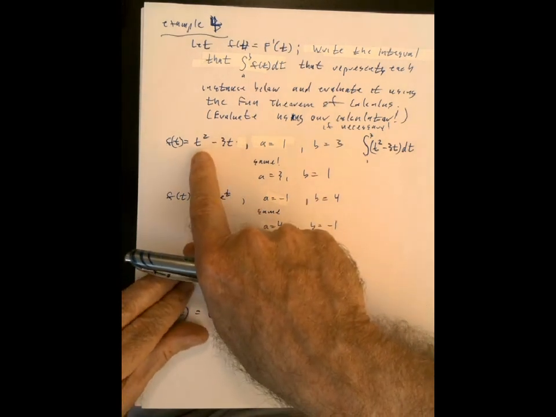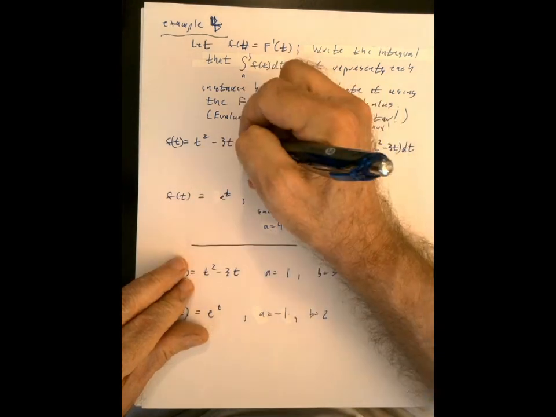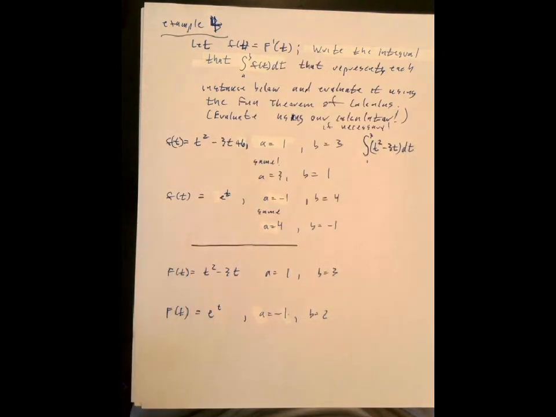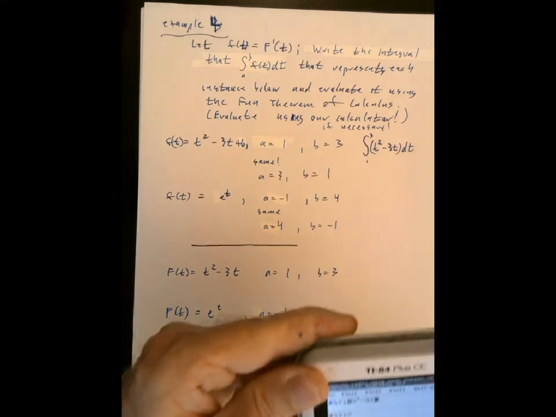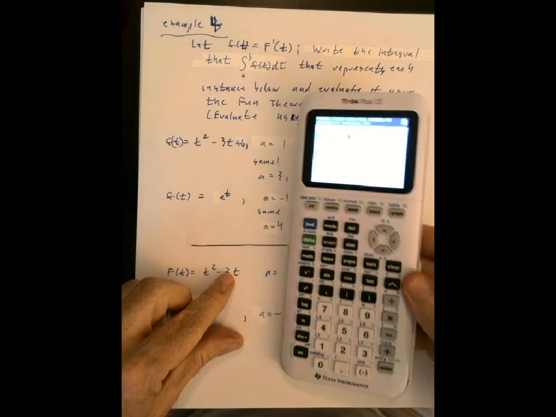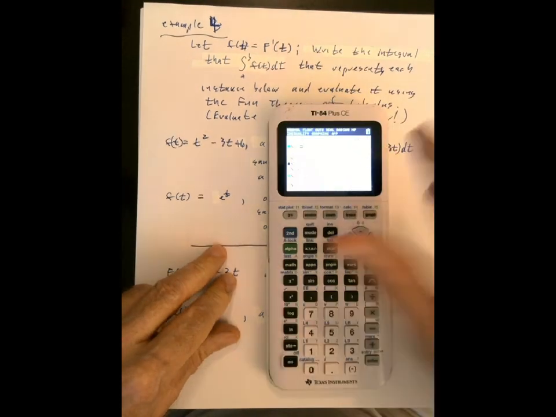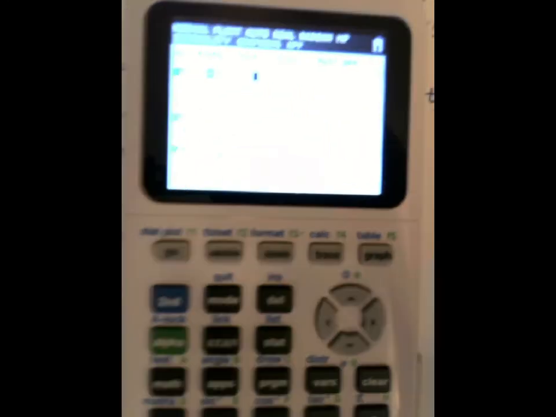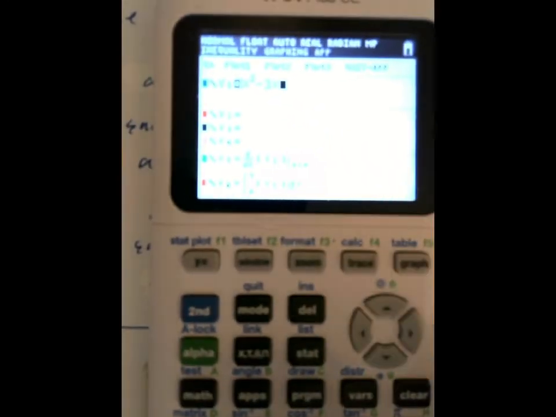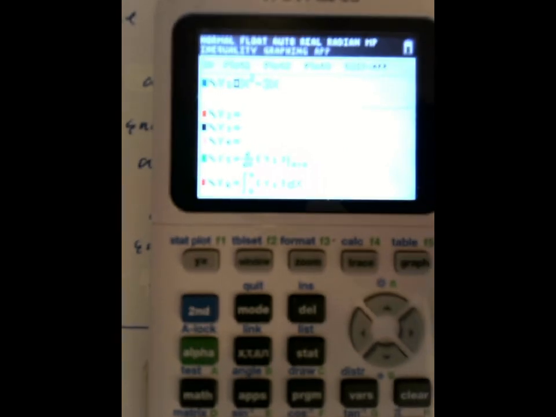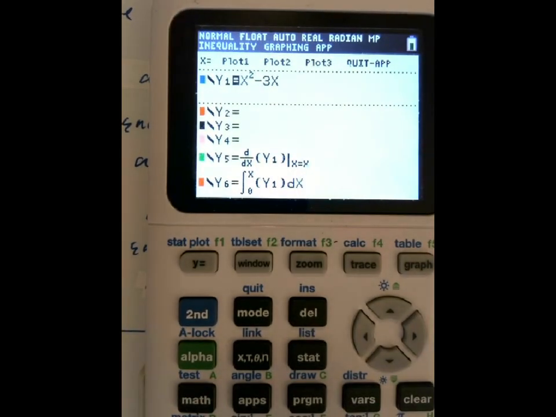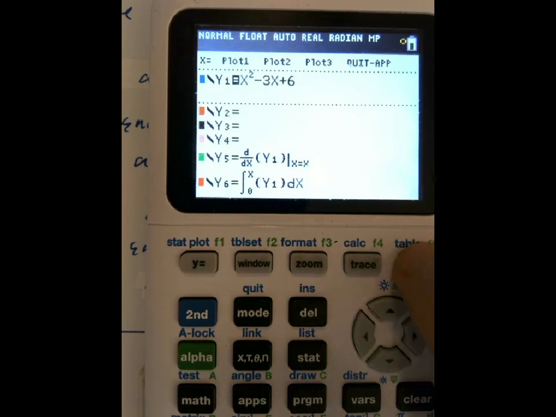So this is going to be f of t is t squared minus 3t, and I'm going to make that plus 6 there. So let's graph this to get an idea of what that looks like. On my calculator, let me zoom in here. It's always a good idea to make sure you know what you're looking at. So that's going to be on our calculator, x squared minus 3x plus 6. Let's see what that looks like.